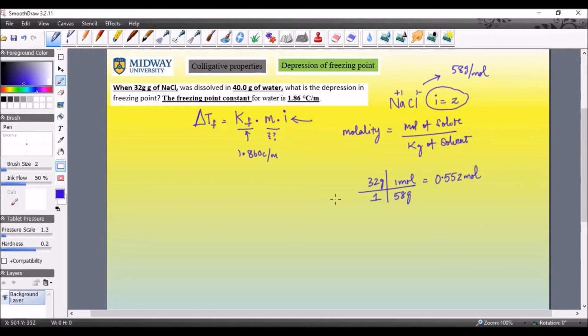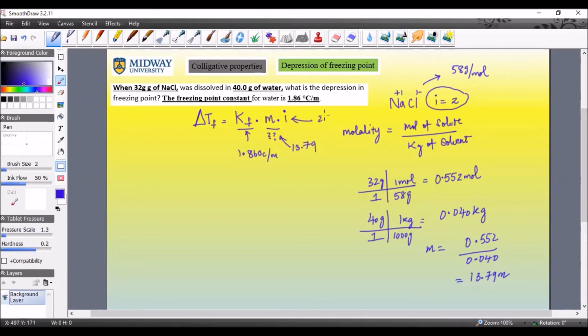And we know the mass of the solvent is 40 grams, so we just have to convert it into kilograms. So it'll be 0.040 kilograms, right? So molality equals 0.552 over 0.040. And that is 13.79 molal, right? Okay, so now we know this value is 13.79, and we know this is 2.